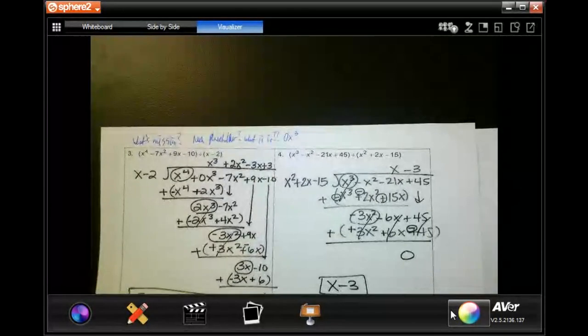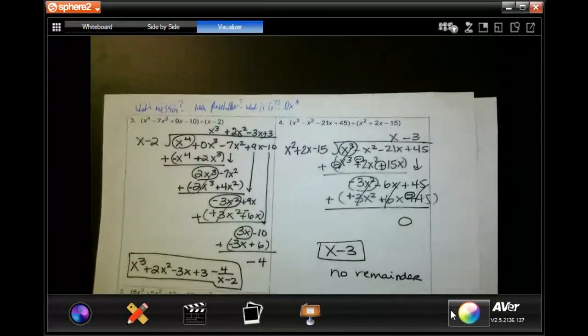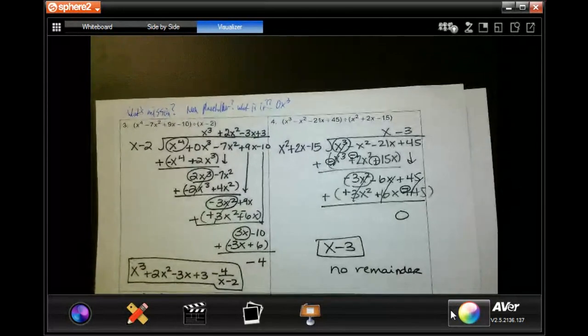Okay, so here are 3 and 4. Take a minute to look at those. Finish up 5 and 6 if you have not yet.